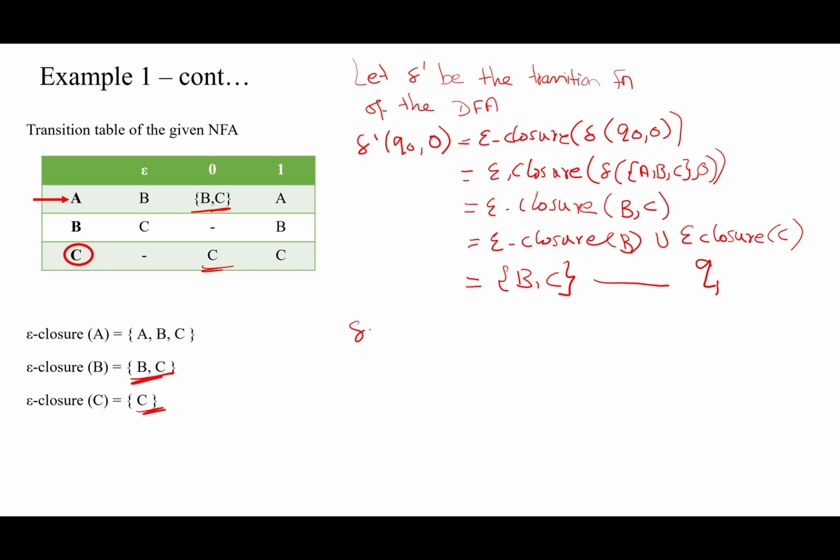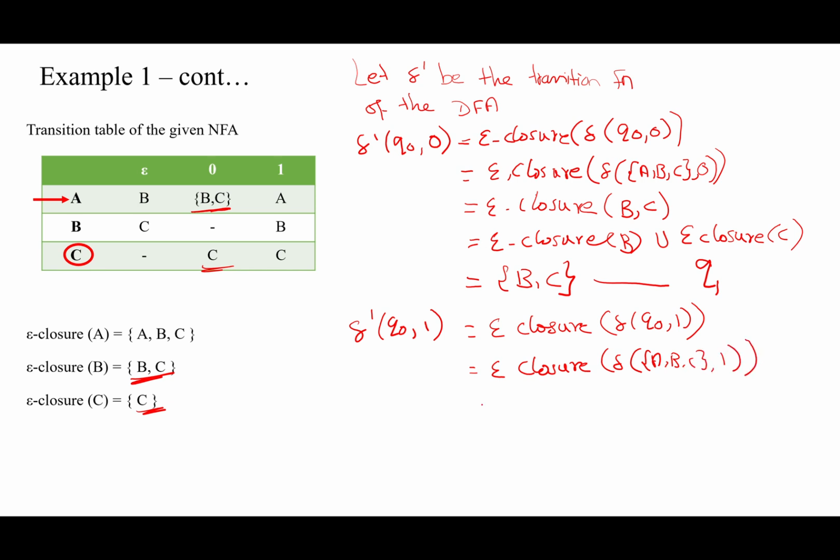Next we have to find it for the input symbol 1. So delta dash of Q0 comma 1 is equal to, the same thing, epsilon closure of delta of Q0 comma 1. So we can write this as epsilon closure of delta of A, B, C comma 1. What is the transition from A, B, C on 1? It is A, B and C.